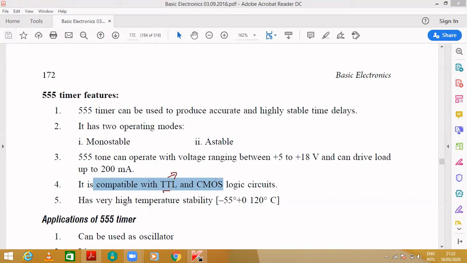Then the temperature stability. It can maintain temperatures from minus 55 degrees to 120 degrees C. It can stay within this range. So this is the range of the 555 timer.